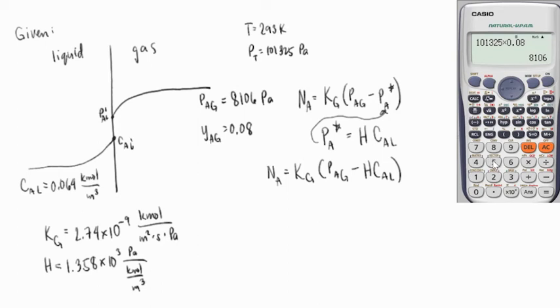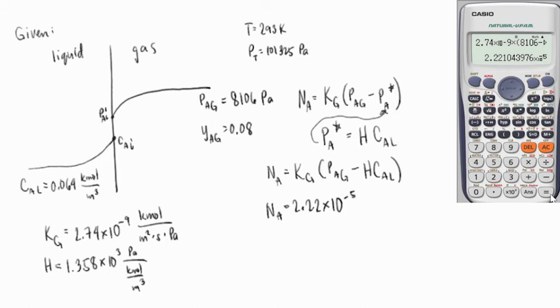So let's substitute. Capital Kg is 2.74 times 10 raised to negative 9 kilomole per square meter per second per pascal. Multiply that with PAG, that is 8,106 pascals, minus H times CAL. H is 1.358 times 10 raised to negative 3, multiplied by CAL, 0.064 kilomoles per cubic meter. Our molar flux Na is equal to 2.22 times 10 raised to negative 5.